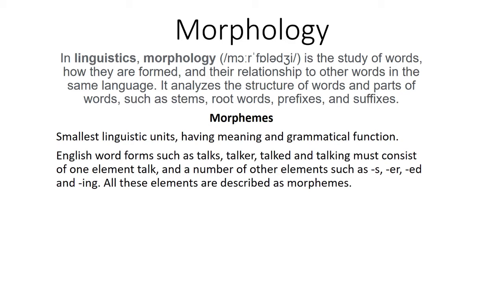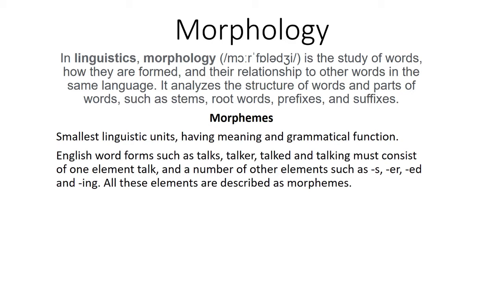As you know, cells are the basic building blocks of the body; the same do the morphemes. Morphemes are the building blocks of words. You can define a morpheme as the smallest linguistic unit. So these morphemes combine to make a word.